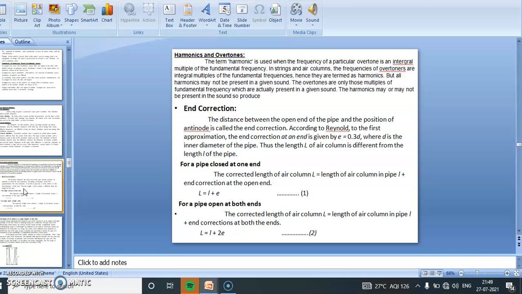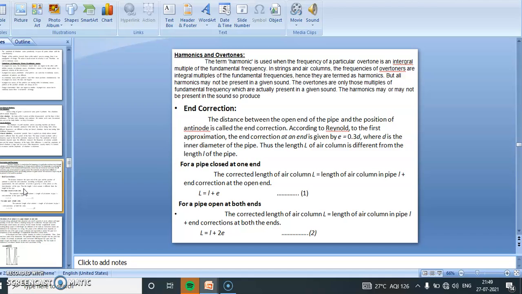Okay, harmonic म्हणजे काय? The frequencies of overtones are the integral multiple of fundamental frequency. Harmonics may not be present in a given sound, but overtones are present in a given sound.